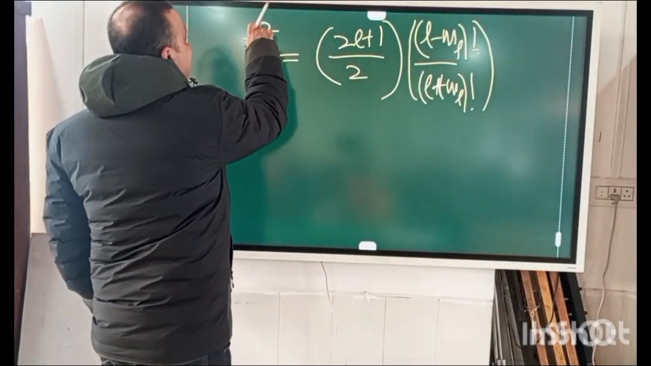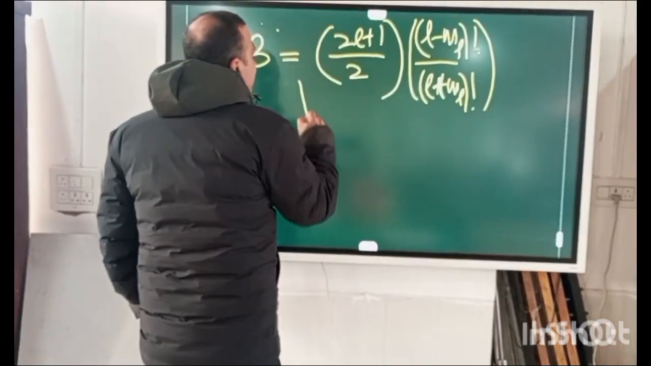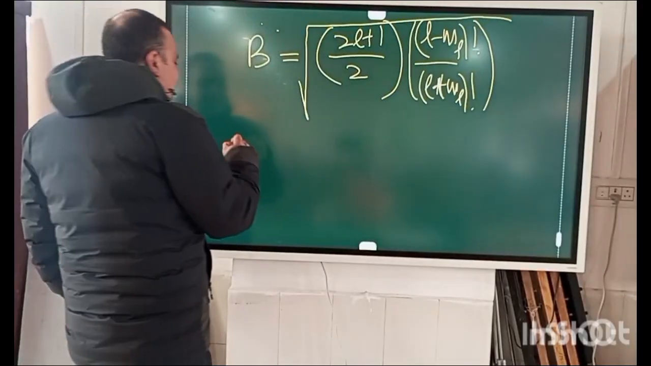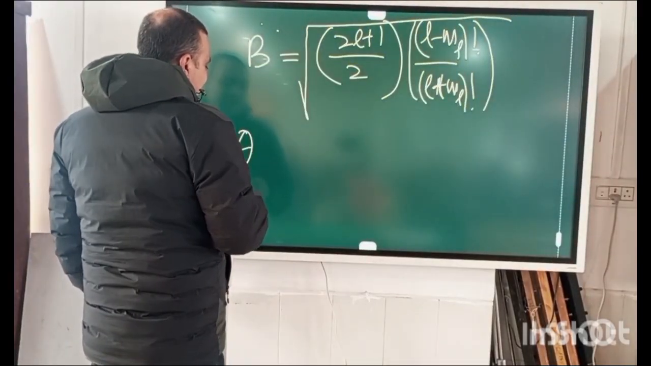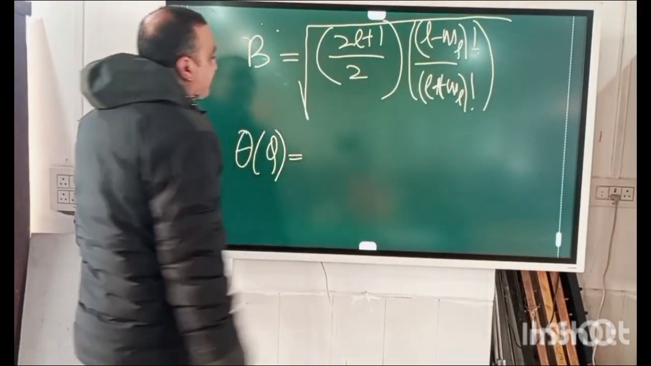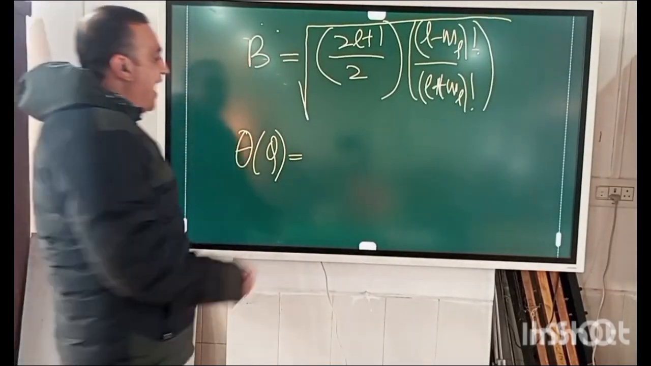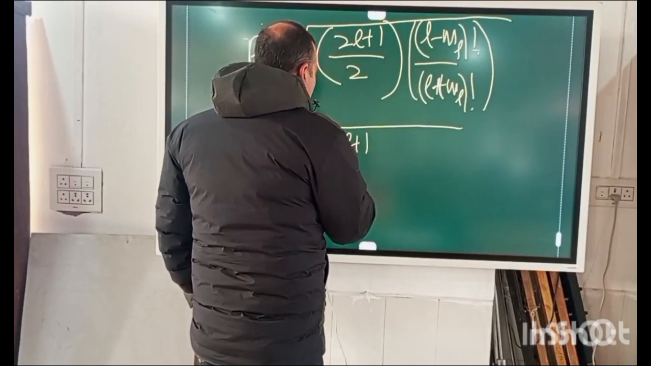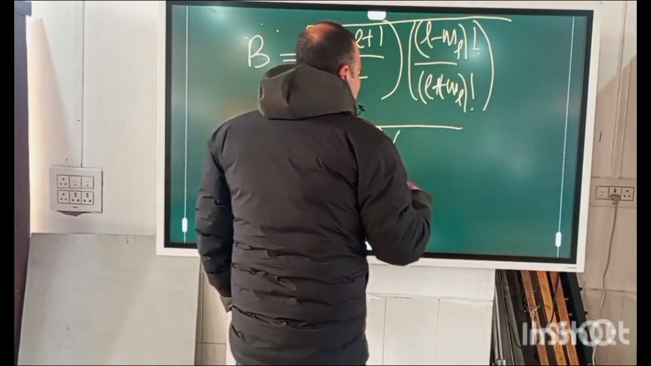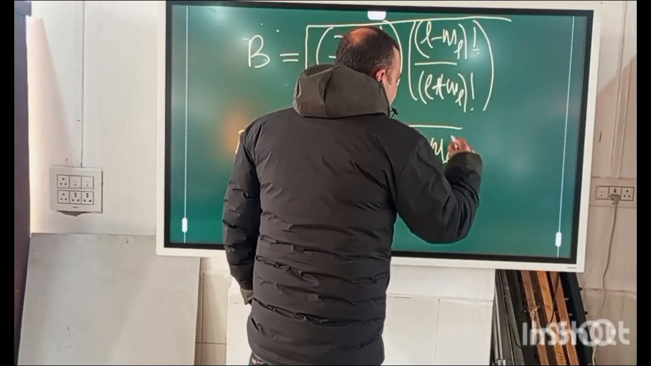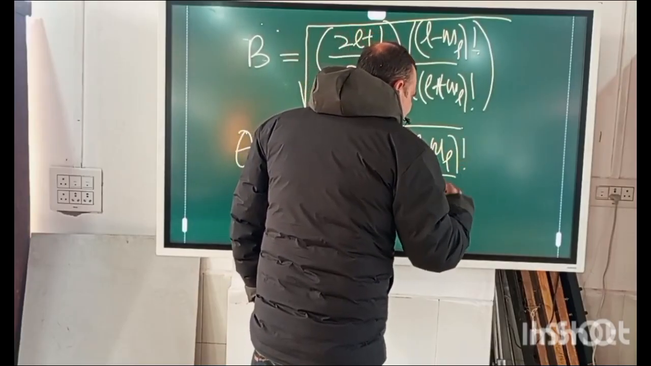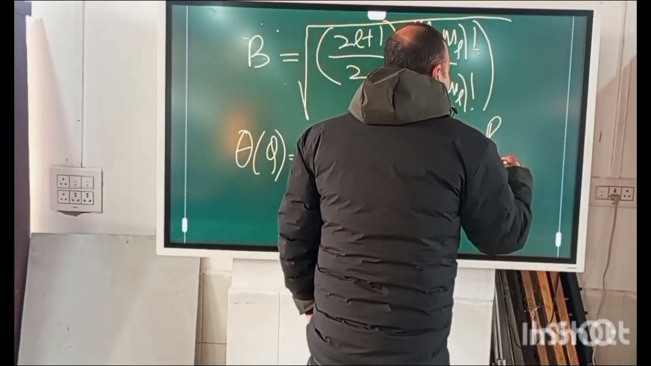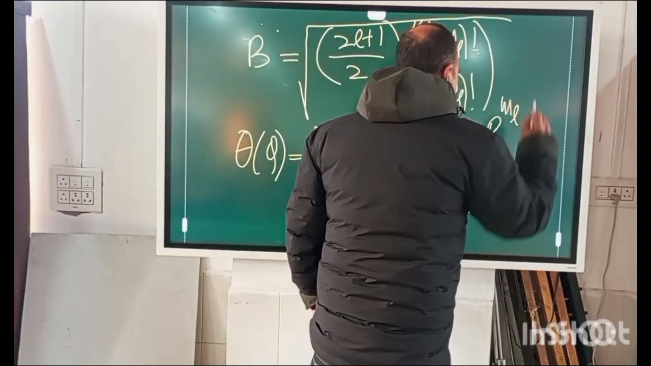And when you transform the square on the right hand side, it will be under root of this whole thing. Right? So I can write down the solution. What is the solution? Theta of small theta is, instead of b, what will I write? I will write this whole thing: under root of 2l plus 1 divided by 2, times l minus ml factorial divided by l plus ml factorial, and then you have P_l^ml of x.